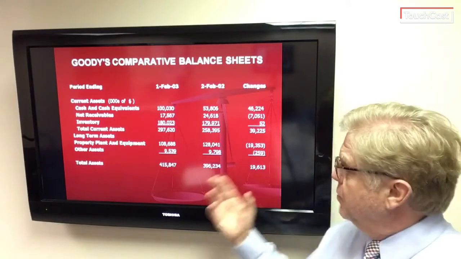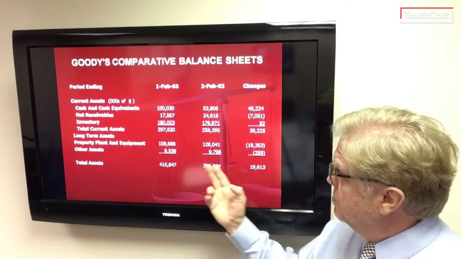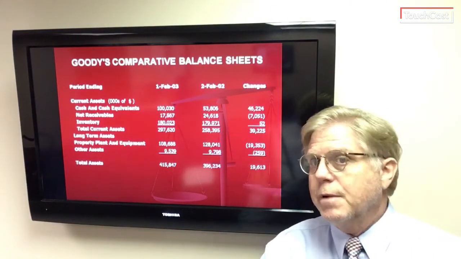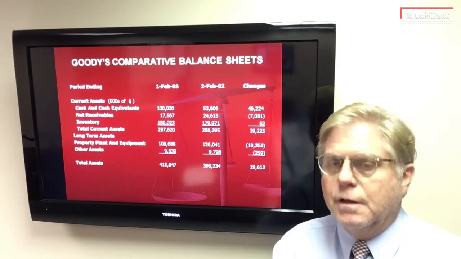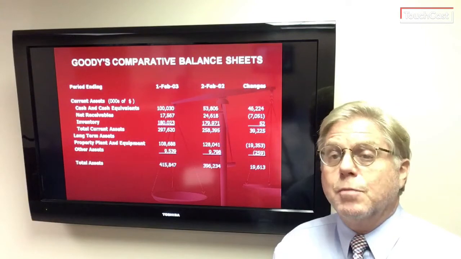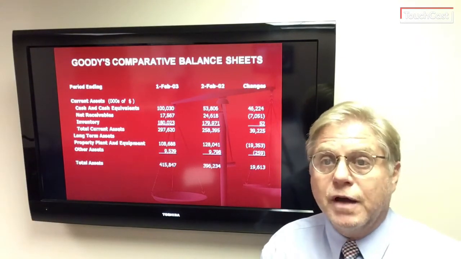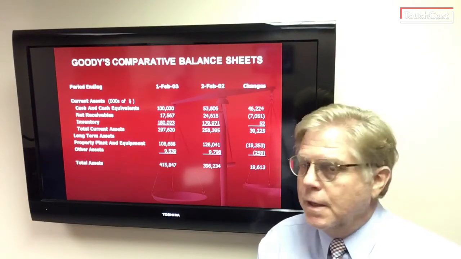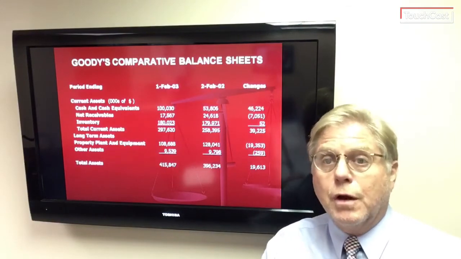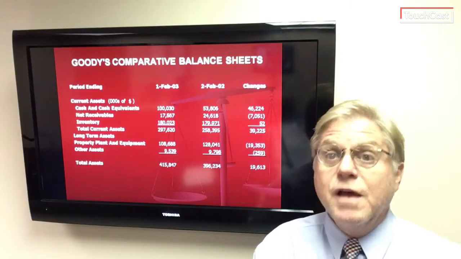Now, in percent terms, we relate this change column to the earlier year. So $19.6 million divided by $396.2 million comes out to roughly 5% growth. So we could say that during 2003, Goody's assets grew by $19.6 million, reflecting an increase of about 5%. So we've got both a handle on the dollar amount, the absolute amount of that growth, and also a relative amount. It makes a big difference whether a company is growing at 5% or 50%.